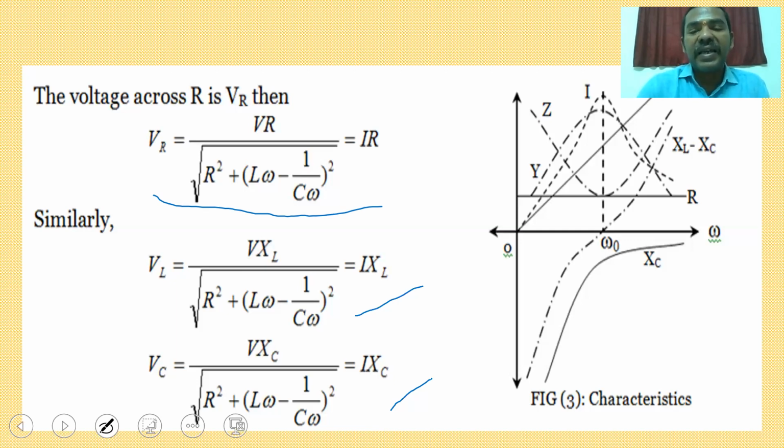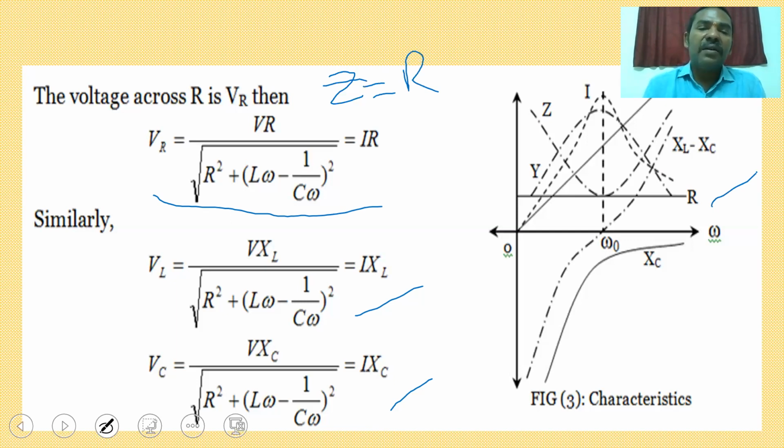So the characteristic diagram for the RLC series circuit will be like this. Under resonance condition, Z is pure resistance, which means resistance never depends upon the frequency. So it is a constant line parallel to the x-axis. The x-axis we have taken as omega, and with respect to omega, the resistance is always a line parallel with some magnitude of R ohms.